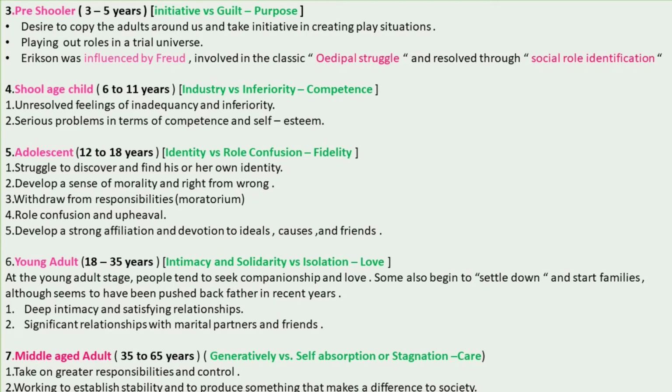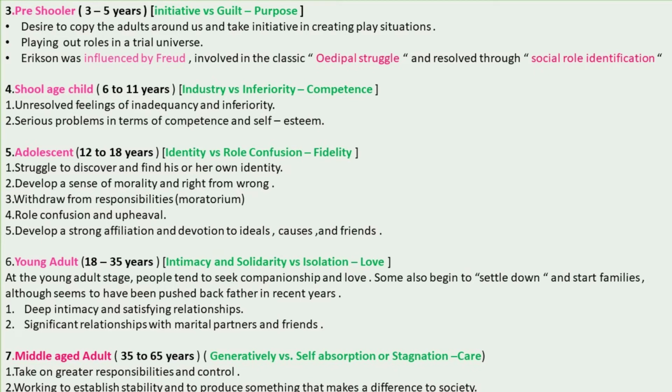Fourth stage is school age child, 6 to 11 years. Industry versus inferiority, competence. Unresolved feelings of inadequacy and inferiority cause serious problems in terms of competence and self system.